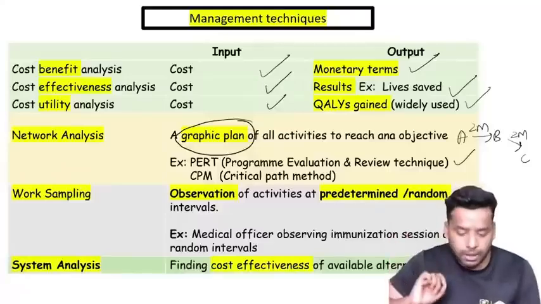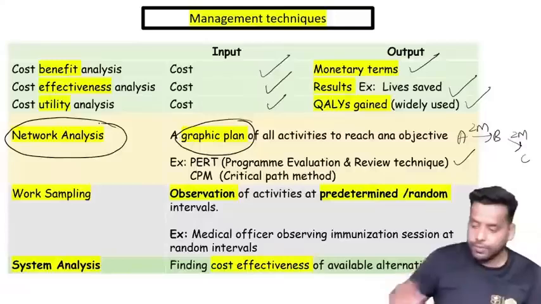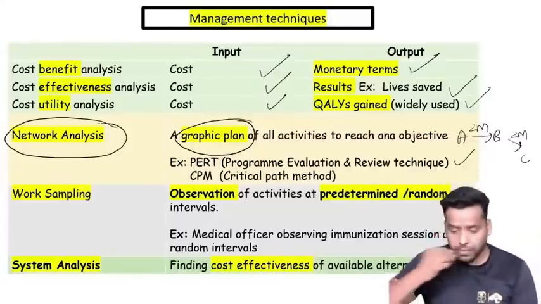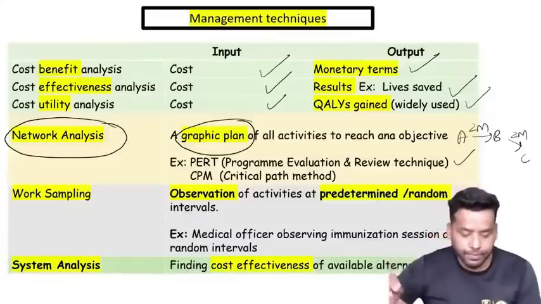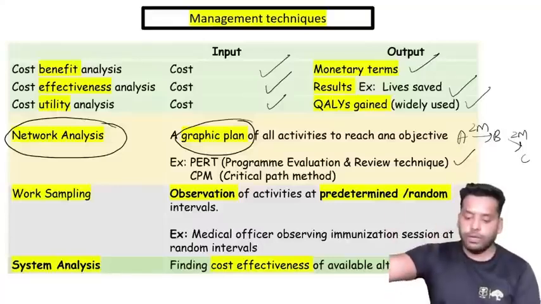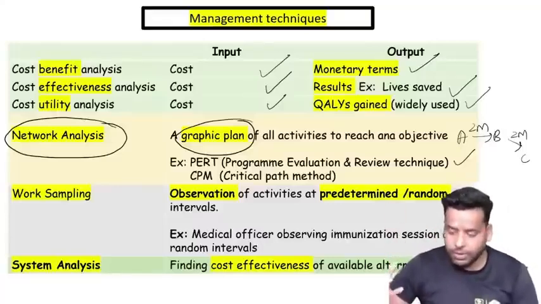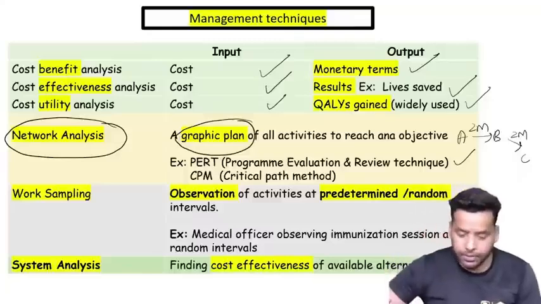That is PERT. PERT is a type of network analysis, true or false. Next question. PERT is a type of network analysis, true or false. This will tell how much time it will take to reach that project or an objective. So we'll plan out like this, 2 months, 3 months, like that you'll be going this.